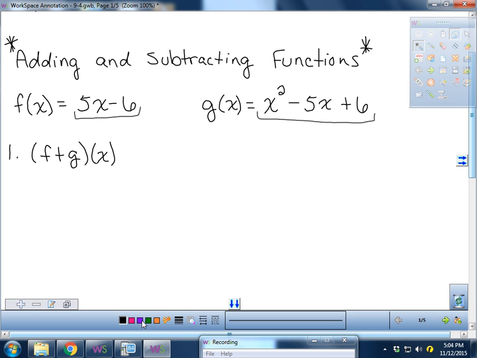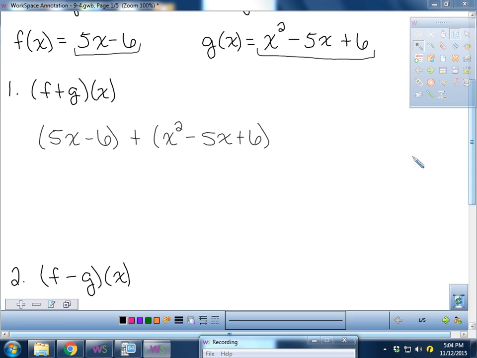All right. And we've kind of done some things like this before. So f is 5x minus 6. So I've got 5x minus 6. And I'm going to add that to the g. So that's x squared minus 5x plus 6. All right, and if you'll remember, we have already done this before. This is not new to you. All right, if there's nothing in front of the parentheses to distribute, then you don't need the parentheses. So I'm going to take them off.